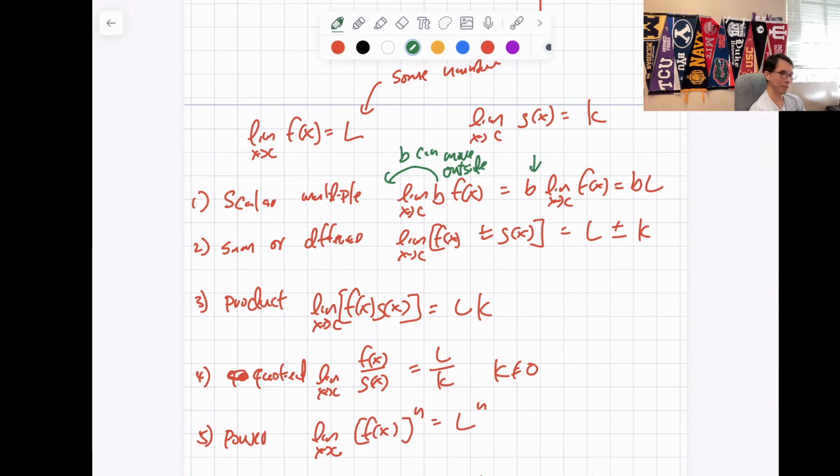So I think the most important one is the first one, that the constant can be taken outside the limit. That's like the most important one. The other ones are all pretty intuitive. Now on the fourth one, it basically also says K cannot equal 0. If K equals 0, it's automatically undefined because K is in the denominator.